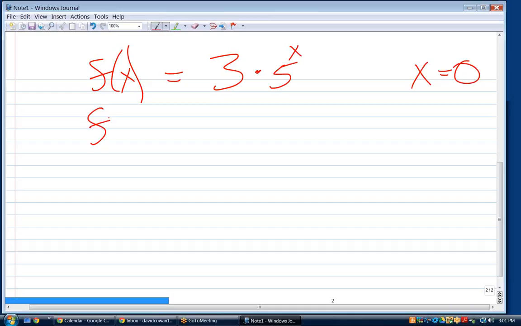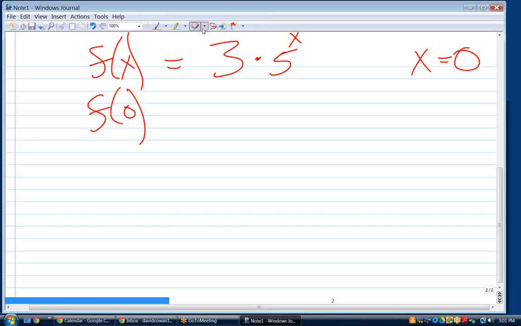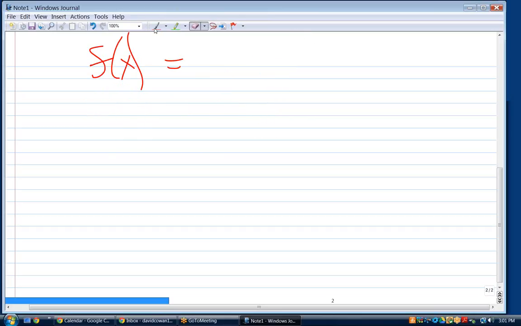So, in other words, they want you to evaluate f of 0? What is f of 0 equal to? 3. Yeah. In other words, any number to the 0th power is 1. So this is 3 times 1. Okay?